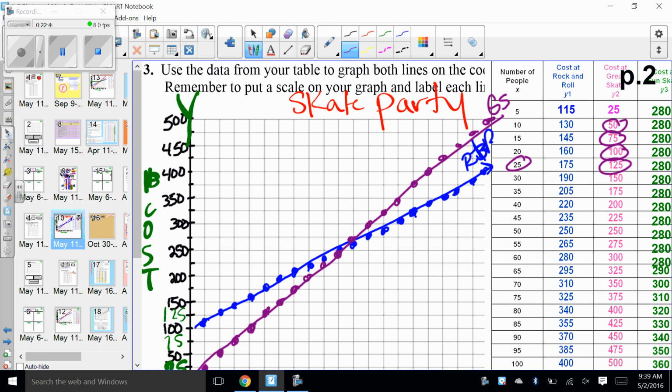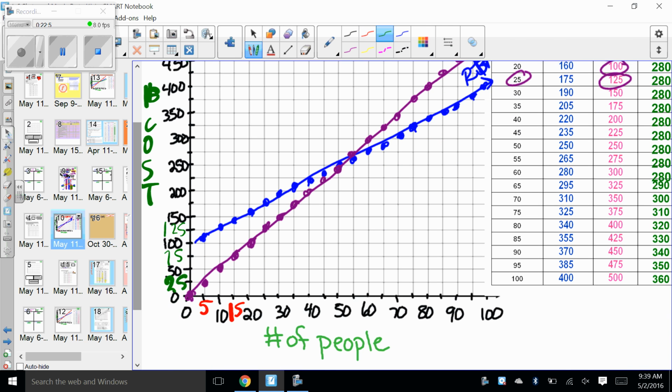All right, so the last place is called Fun Skate. So here's the deal with Fun Skate. Fun Skate is $280 up to 60 people. So here's kind of the magic number, this 60 people here. Up to this point right here, Fun Skate costs $280 all the way. All the way through, $280.